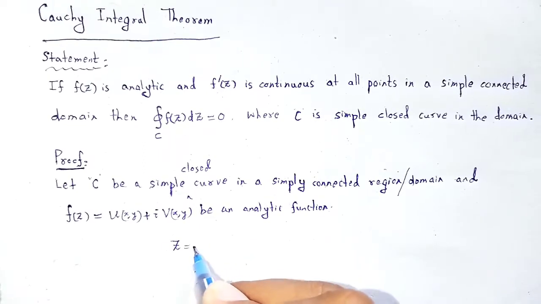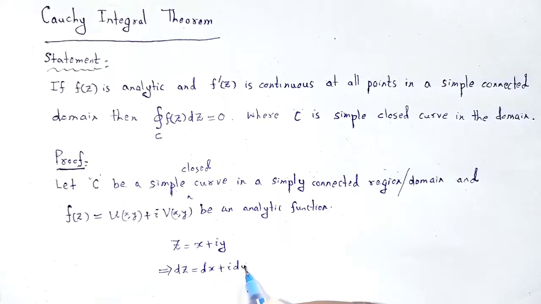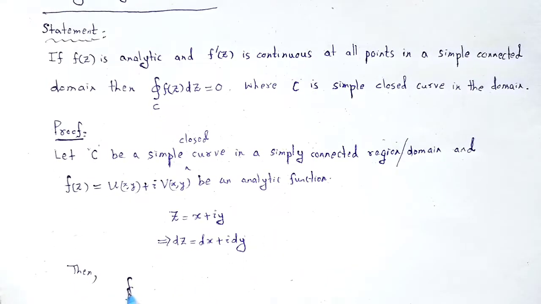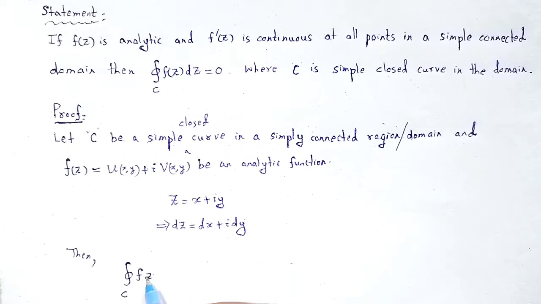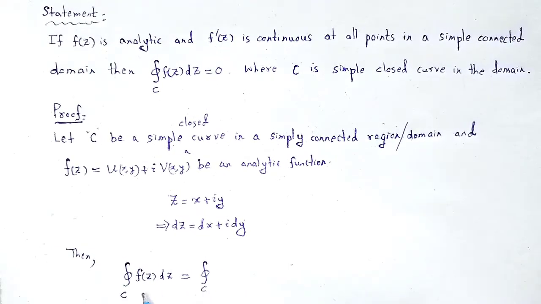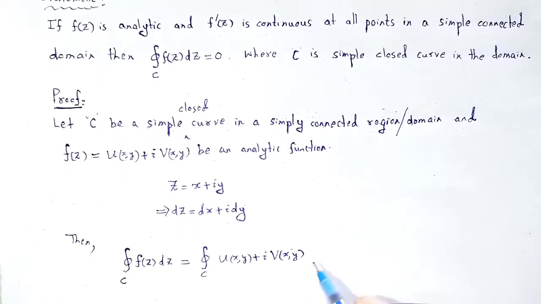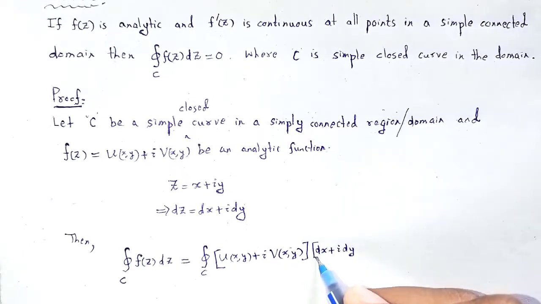So, z is equal to x plus i y, which implies dz is equal to dx plus i dy. Then the closed curve integration over the simple closed curve C of the given function f of z dz is equal to the closed curve integration over C, where f of z values are put as u of x y plus i v of x y, next dz as dx plus i dy.